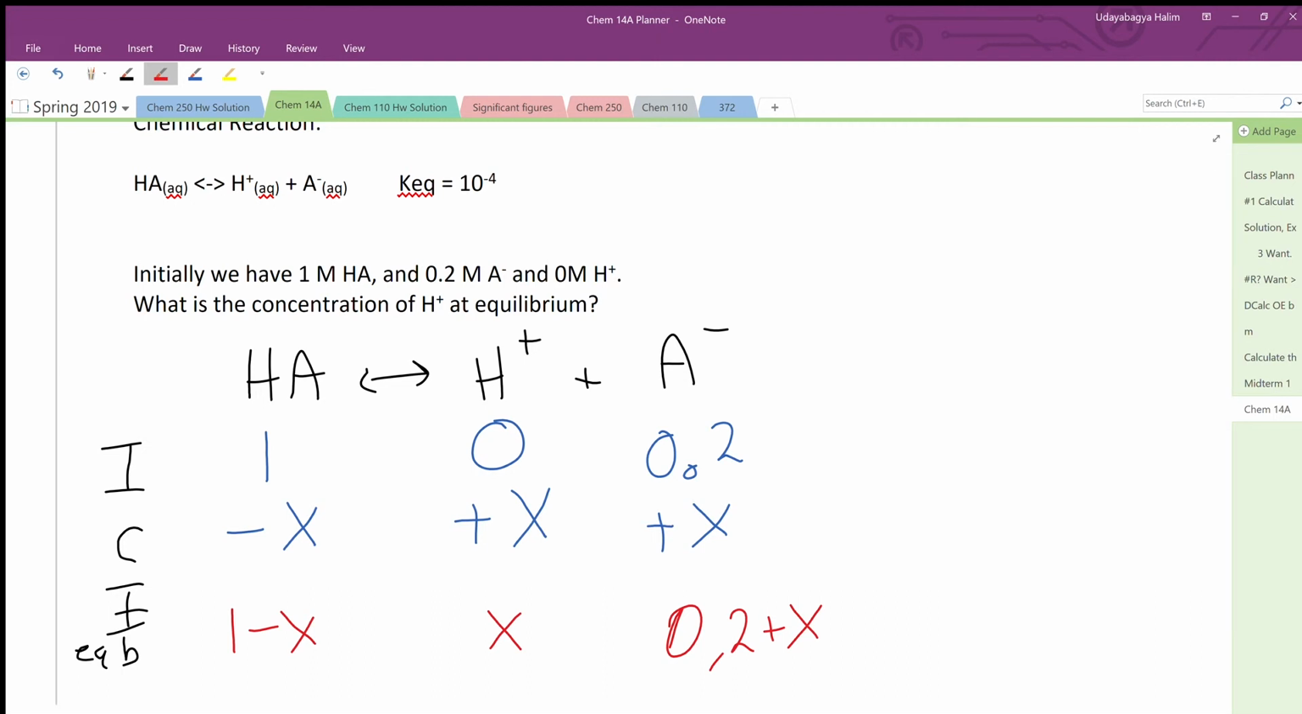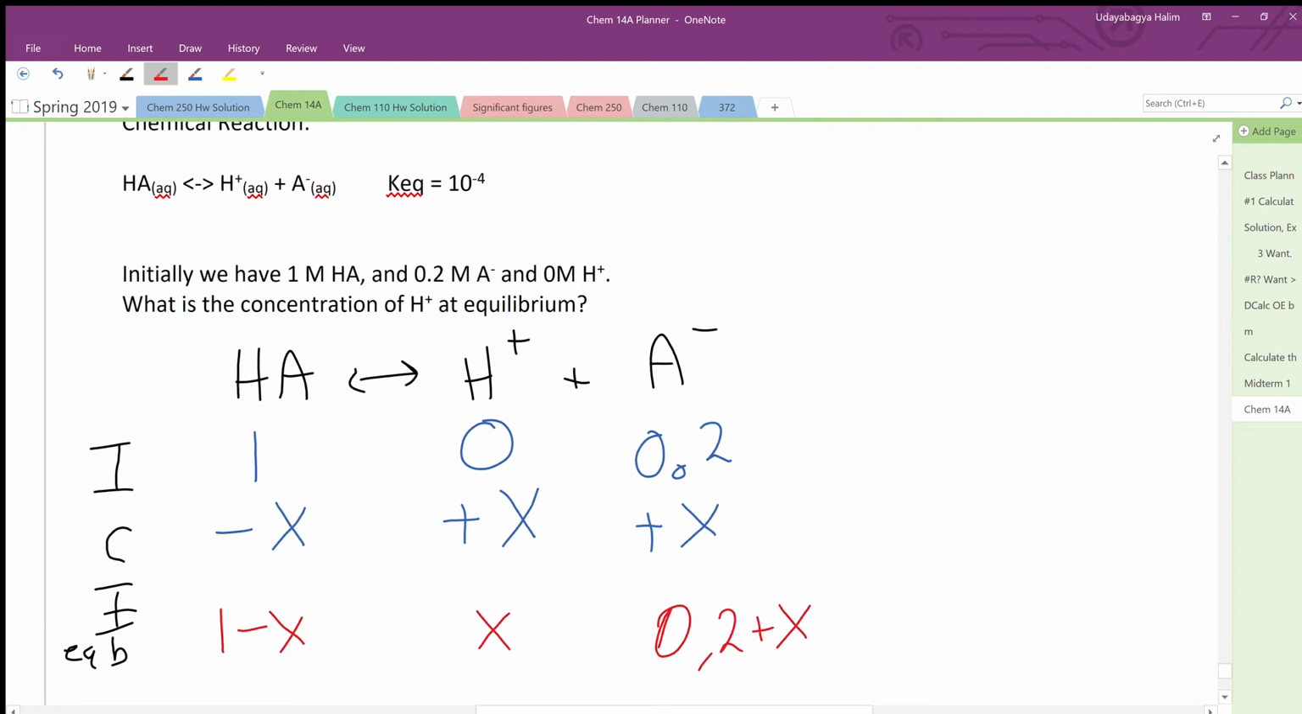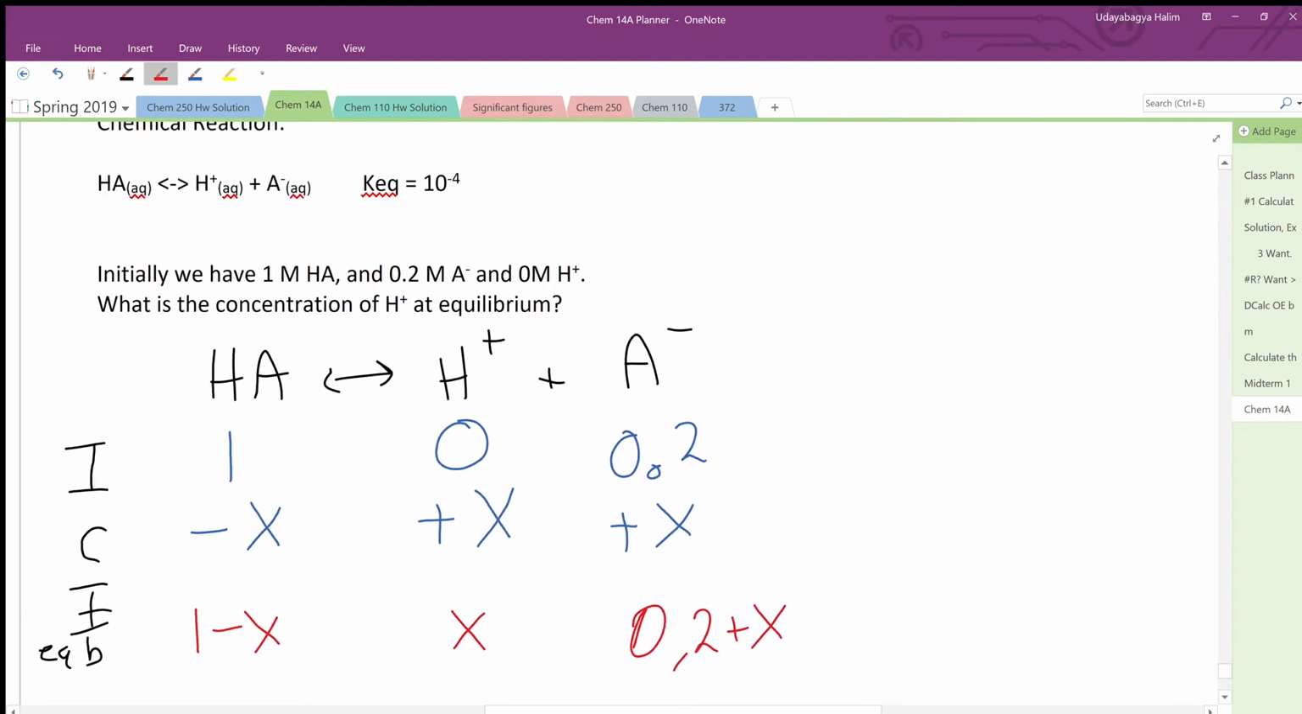Because we know the equilibrium constant is 10 to the negative 4, we can then try to solve for x. We want to know the concentration of all the species at the very end. Hopefully you can see on that summary page that it looks exactly like what you've just done before.